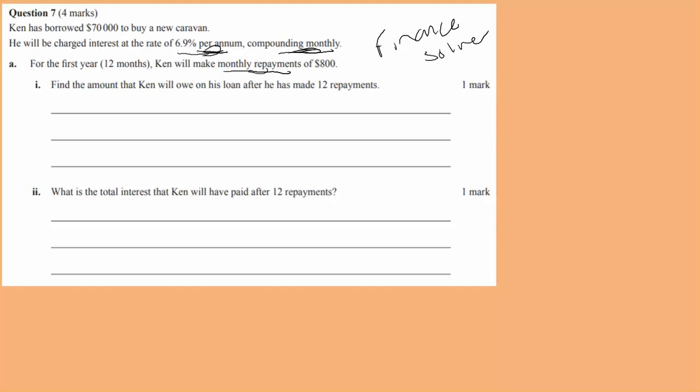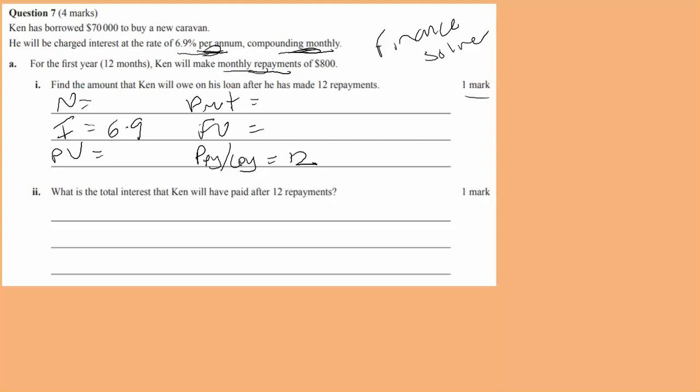Okay, so I know I'm going to use N, I, PV, PMT, future value, and PPY, CPY. Just fill them in. It's a 1-mark question. They're only looking for the answer, but it's good to write our working out. So my interest is 6.9. It's monthly, so I know that's 12.